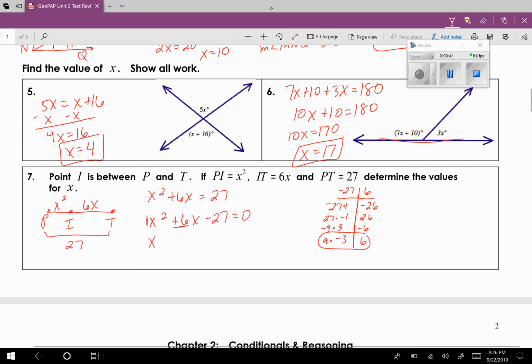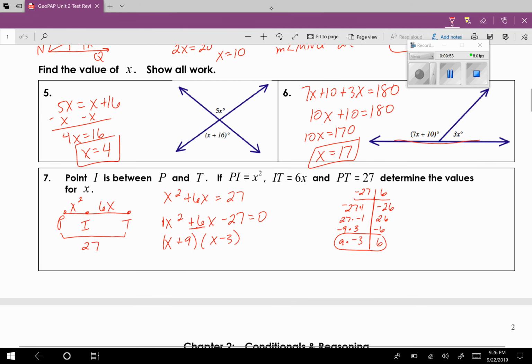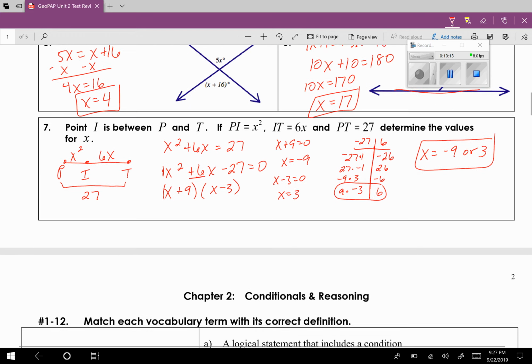So I get x plus 9 times x minus 3. And then you set each one of these equal to 0. So this x plus 9 equals 0, and you solve that and you'll get x equals negative 9. Then you have this x minus 3 equals 0, and you solve that, and you get x equals 3. So you have x equals -9 or +3. And that would be your values for x.